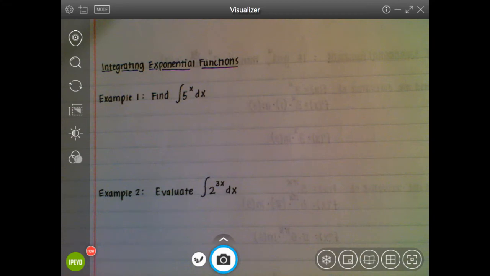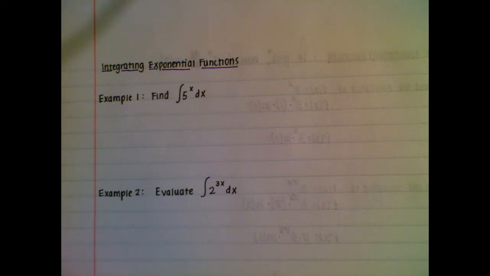So in the last video, I was talking about taking derivatives of exponential functions when the base is something other than base e. So let's talk about going the other way. What if I want to find an integral or an antiderivative of an exponential function?